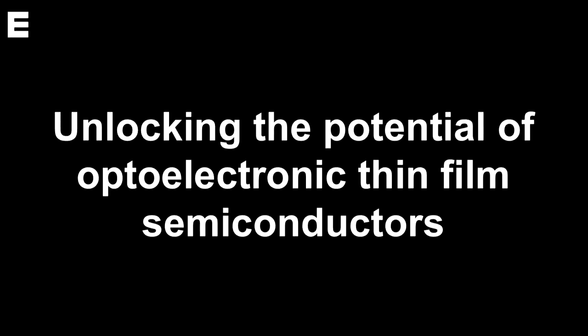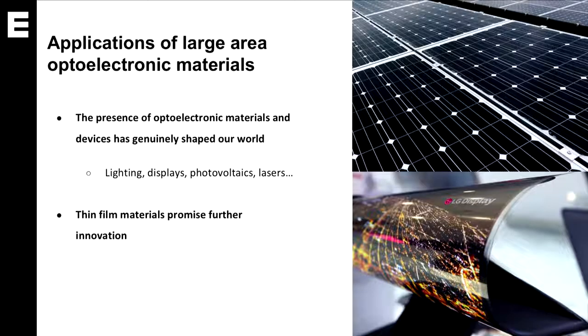What we really try to do is unlock the potential of optoelectronic thin film semiconductors through a rigorous study of their properties. Large area optoelectronic materials have genuinely shaped our world, from devices such as lighting to displays to solar cells and lasers. So in the upper right is an example of solar cells composed of crystalline silicon, which are now becoming ubiquitous in our world.